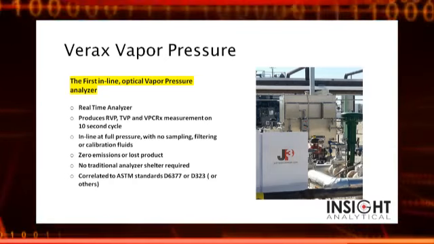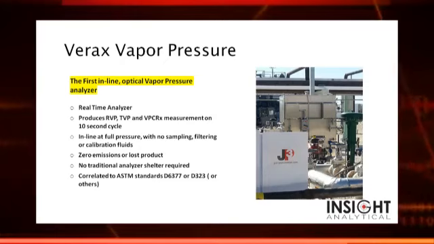The typical ones that we've been doing have been D6377 and D323. So what we do when we put the analyzer out in the field is we take a bunch of lab grab samples and build up this mathematical model to correlate it to the measurement that you want it to correlate to. So if you said, well, we need it to correlate to a different standard, we then just build our models to correlate against that standard.